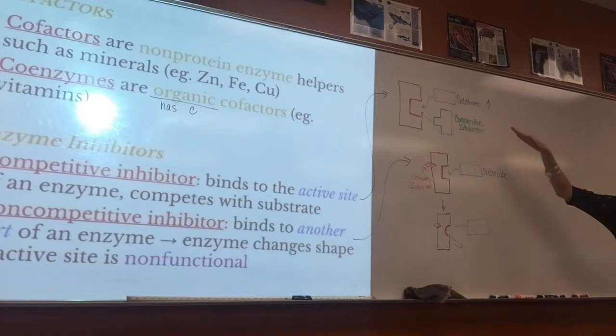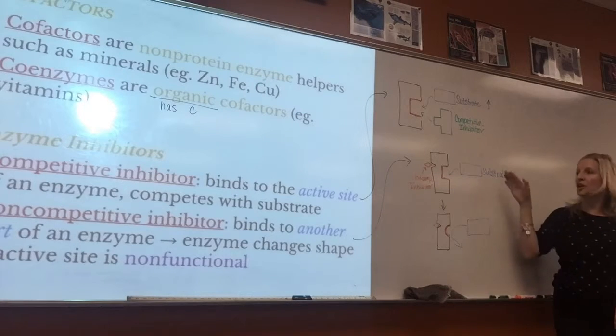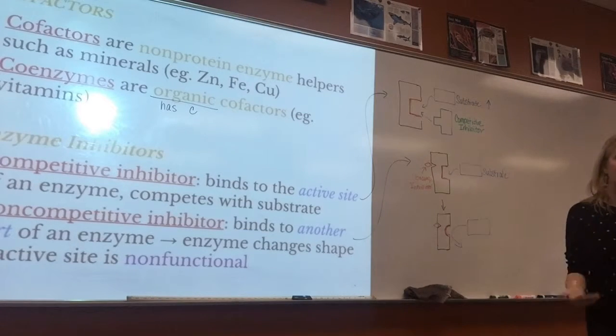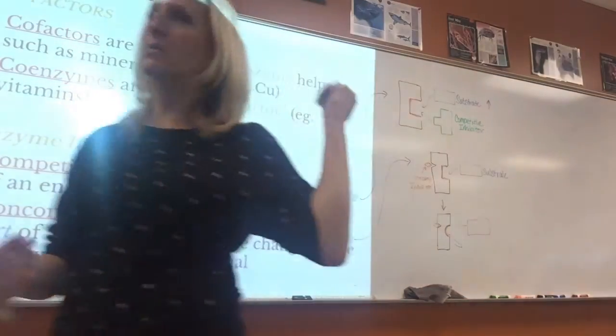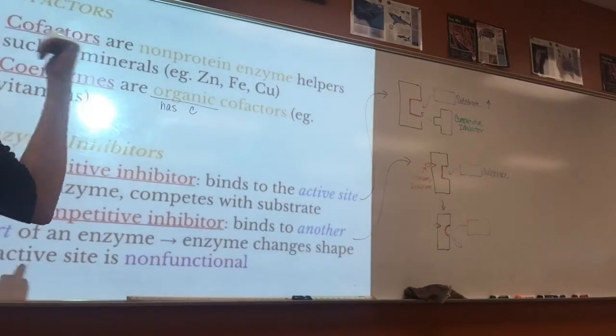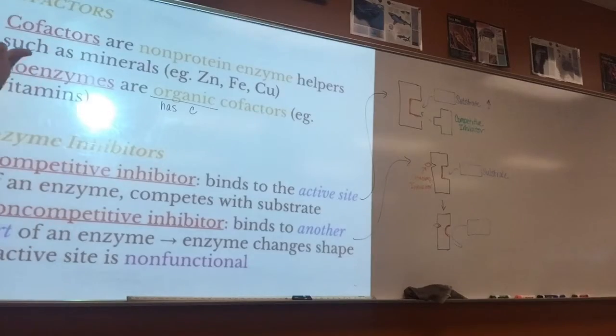A lot of poisons work as inhibitors, and that's why they're poisonous. Different chemicals that you take into your body can actually inhibit enzymes, and if they're important enzymes that catalyze important reactions, it can cause death, okay? Or adverse reactions.